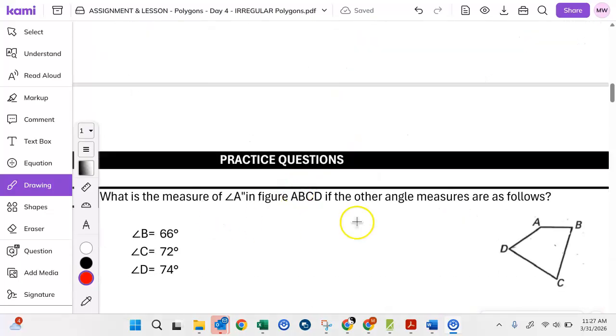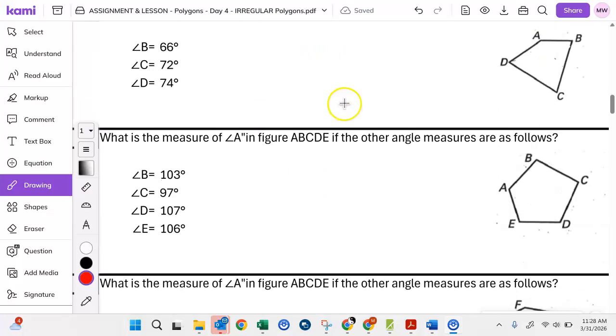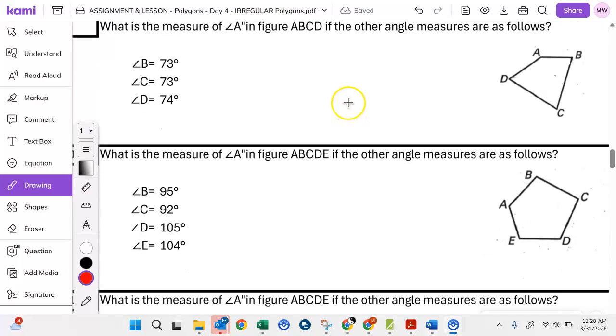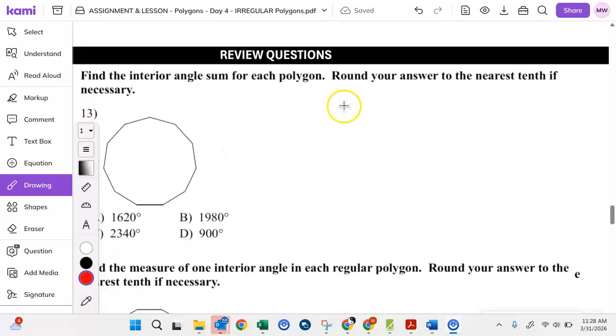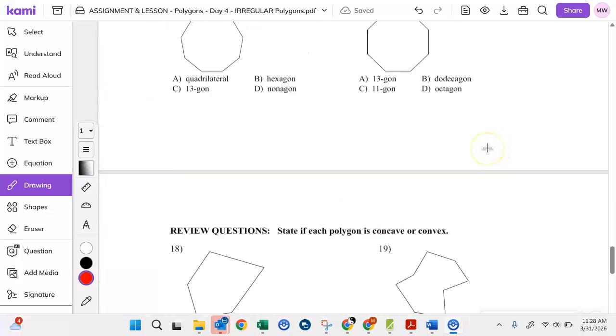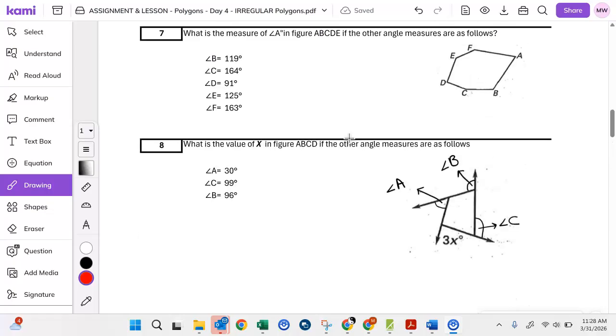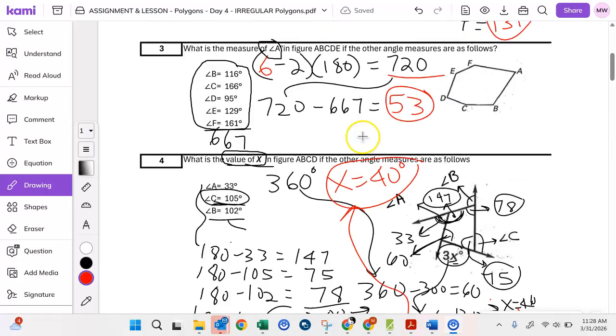So the rest of the assignment is going to be practice questions, the same kind of questions. You do 2 sets of those. And then we're going to have review questions that we learned from before. The rest of the assignment is going to be review questions that you've already seen. So make sure when you're done, you enter your answers into Canvas to receive credit for the assignment.